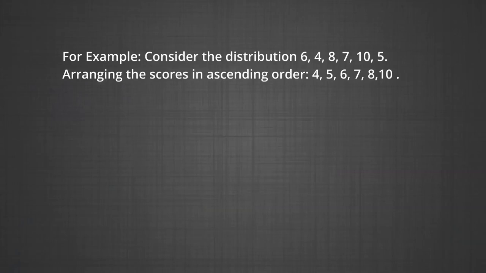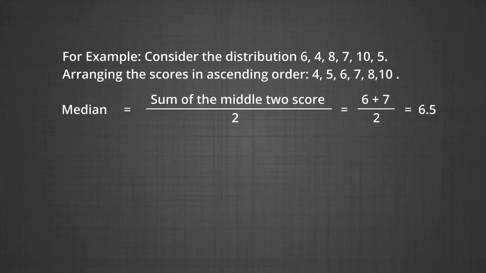For example, consider the distribution 6, 4, 8, 7, 10, and 5. Arranging the scores in ascending order, we find 4, 5, 6, 7, 8, and 10. Median is equal to the sum of the middle two scores divided by 2. We find that 6 and 7 are the two middle scores. Hence, (6 + 7) / 2 = 6.5, which is our median.